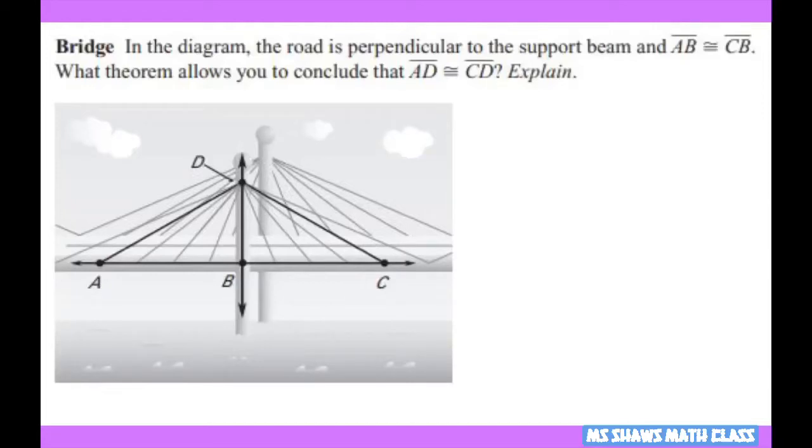Hey everyone, in the diagram, the road is perpendicular to the support beam, and AB is congruent to CB. What theorem allows you to conclude that AD is congruent to CD?